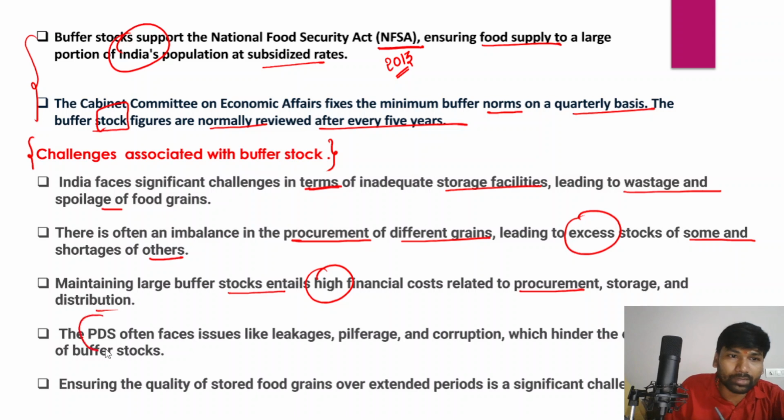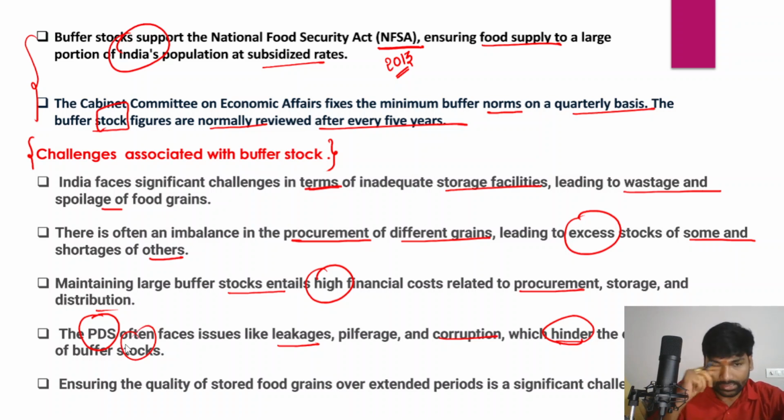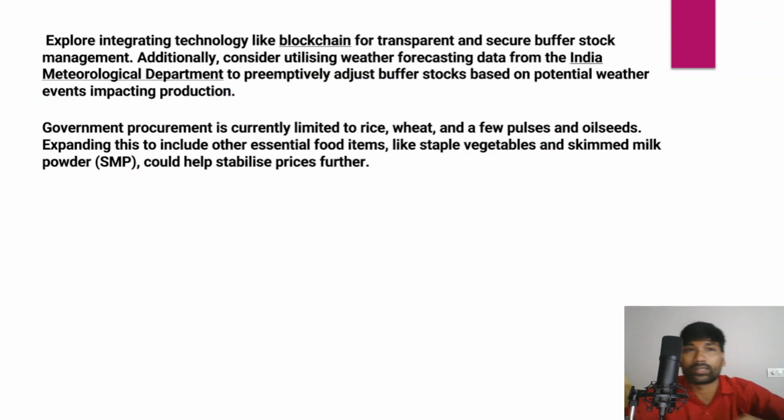However, the public distribution system often faces issues such as leakage and corruption, and even those things hinder the effective distribution of the buffer stocks in India. So this would be another major challenge, and therefore ensuring quality of stored food grains over extended periods is a significant challenge for the government.